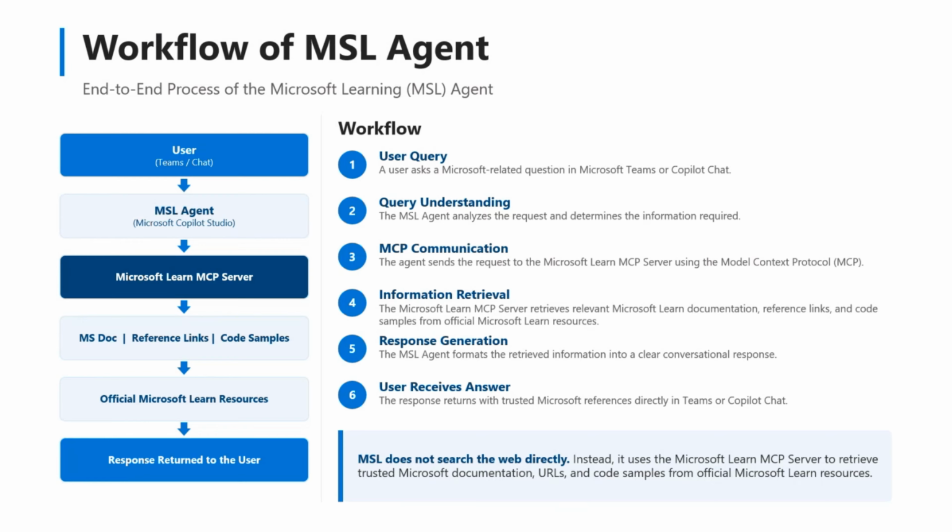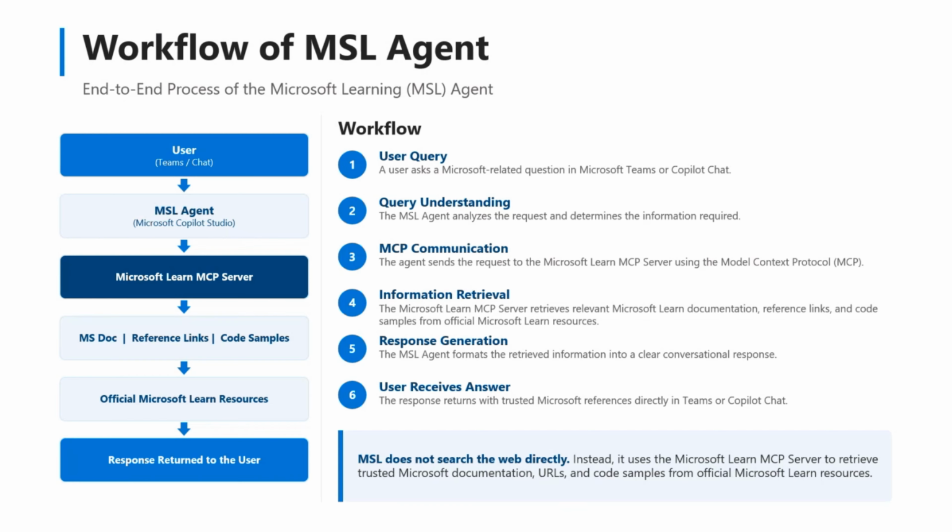After understanding the query, the MSL agent sends the request to the Microsoft Learn MCP server. The Microsoft Learn MCP server then searches the official Microsoft Learn resources and retrieves the most relevant document, a reference URL, and code samples related to the user query. Once this information is retrieved, it is sent back to the MSL agent. The agent then organizes and formats the information into a clear and easy to understand conversational response instead of simply displaying the raw documents.